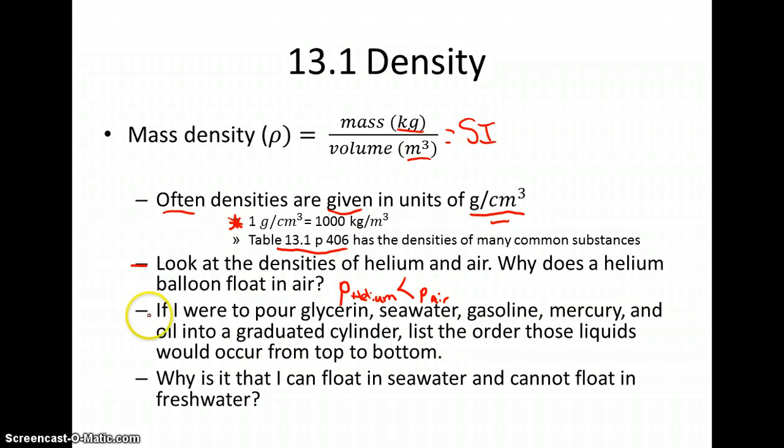All right. The second thing I want you to consider looking at in that book is if I were to pour the following liquids into a graduated cylinder and they're not able to mix, they just sort by density. Which ones would end up on top and which ones would end up on bottom? If I were to pour glycerin, seawater, gasoline, mercury, and oil into a graduated cylinder, list those in the order that they would occur from the top of that cylinder to the bottom of that cylinder.